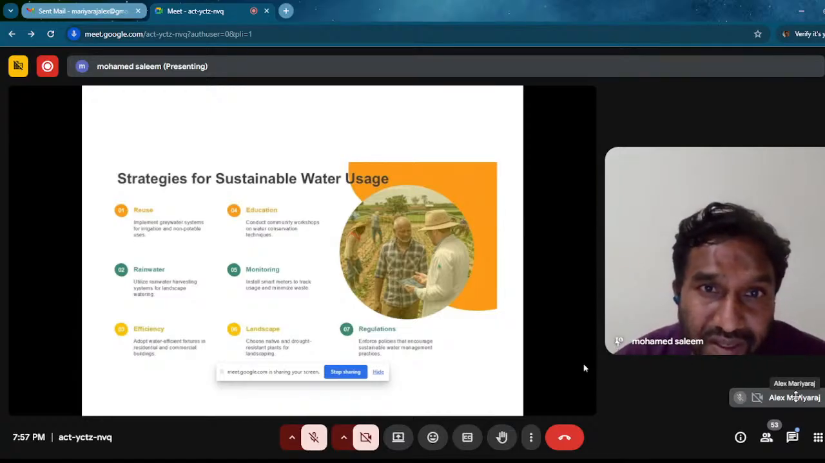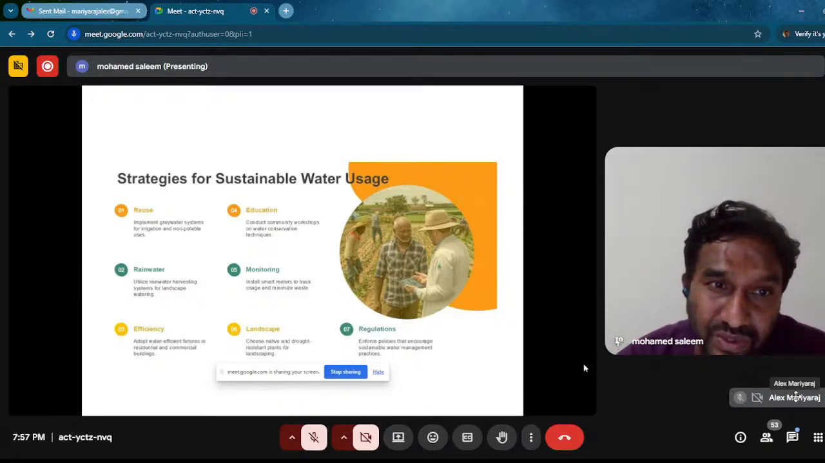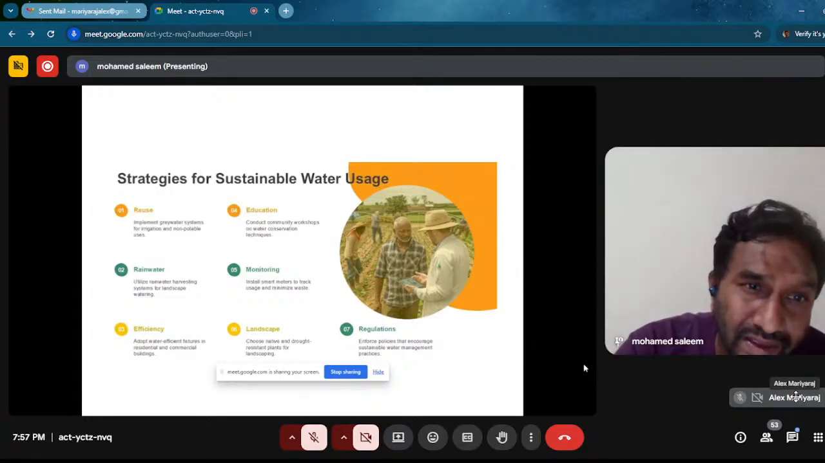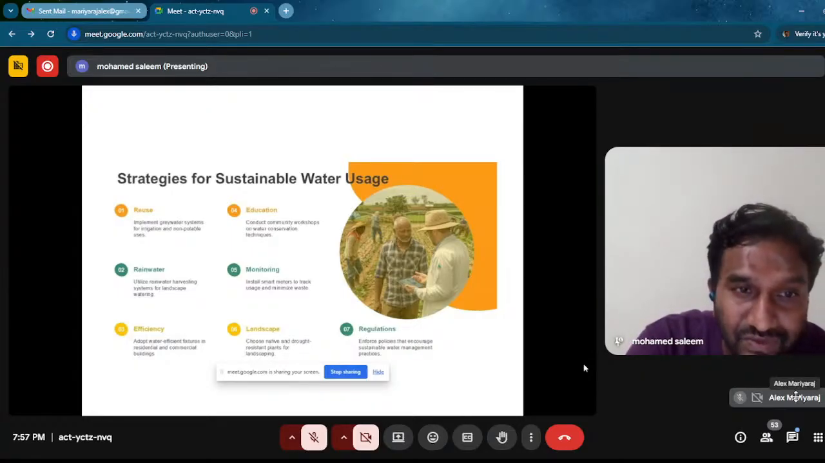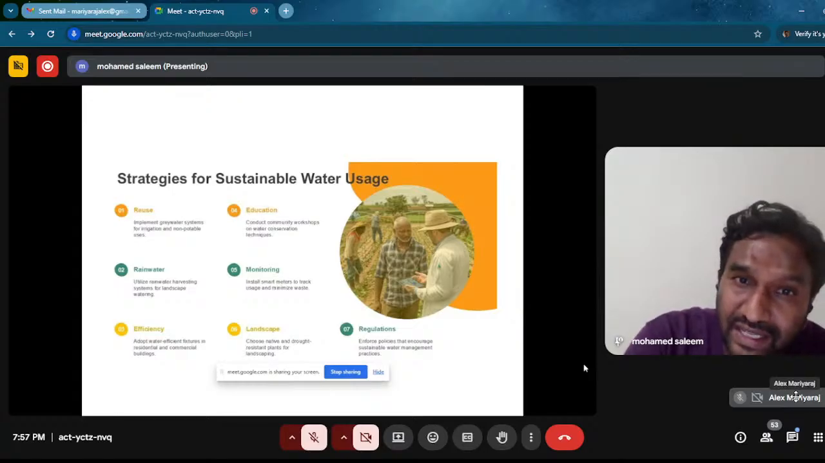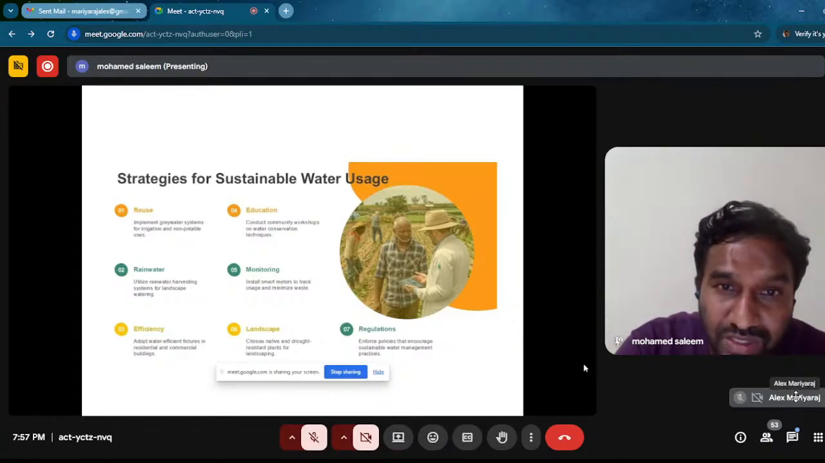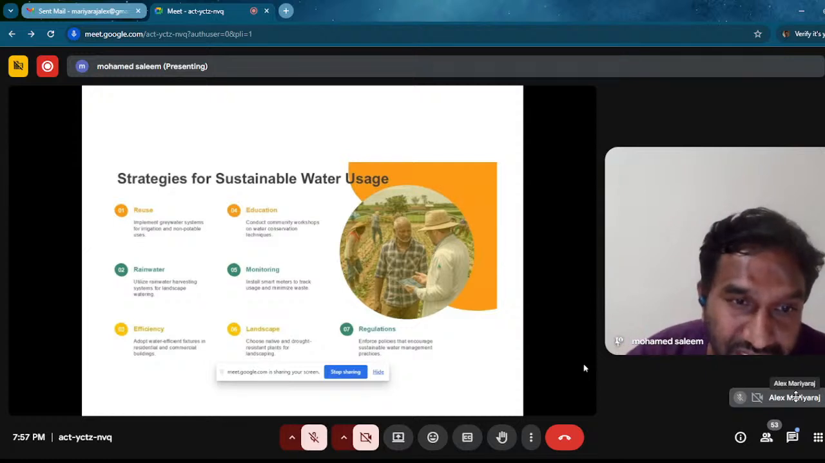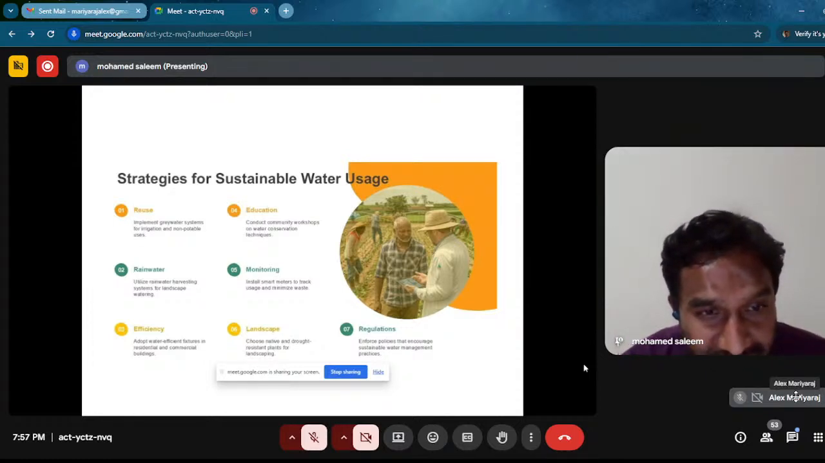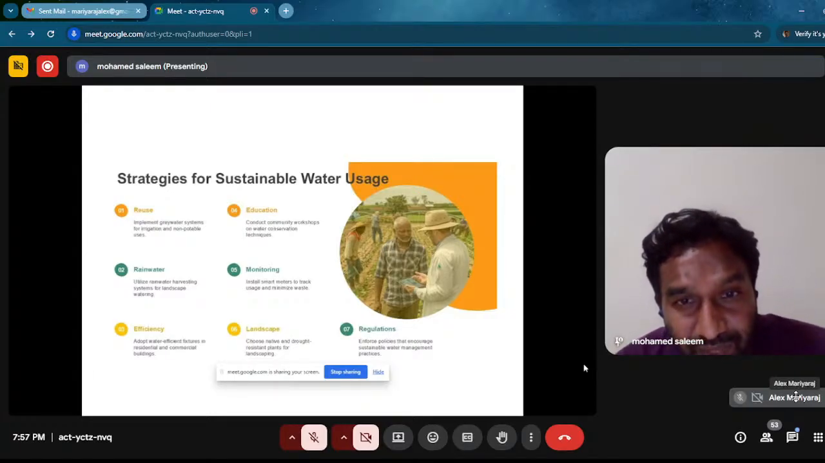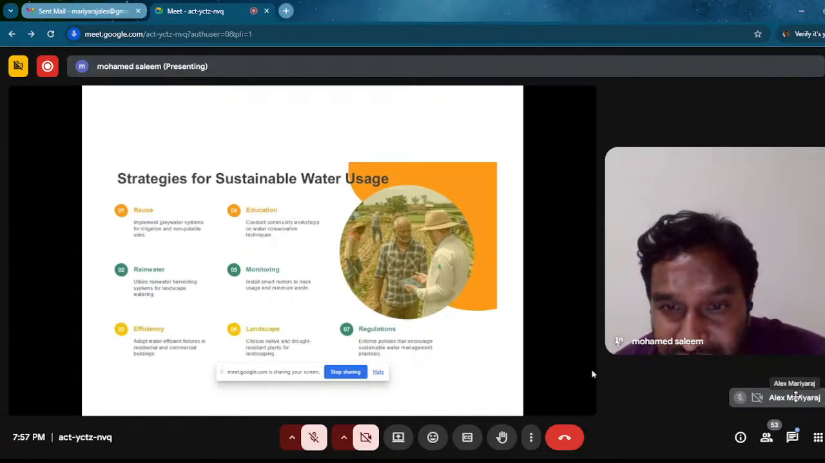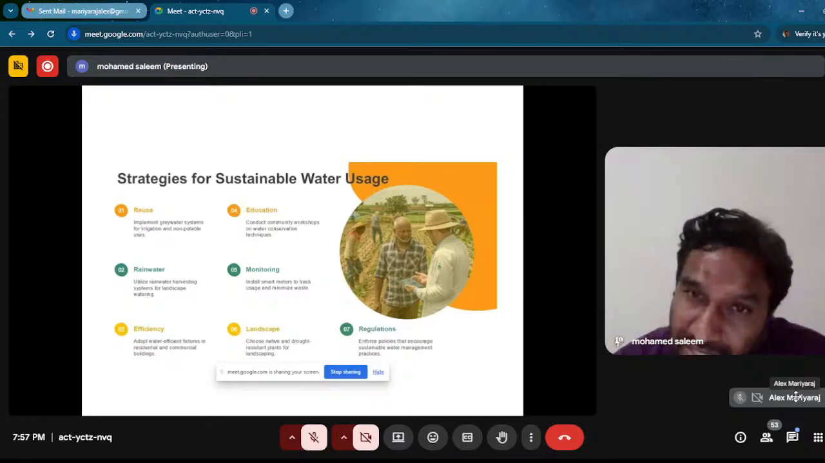The strategies for sustainable water usage are like reusing the grey water system for irrigation and non-potable usages, and also the rainwater harvesting system for land watering. Education: conduct community workshops on water reservoir technology and efficiency, and adopt water efficiency facilities in residential and commercial buildings. Monitoring: install smart meters to track the usage and minimize the waste. And also regulations, enforcing policies that encourage sustainable water management practices.